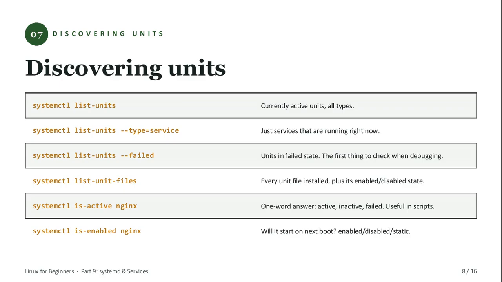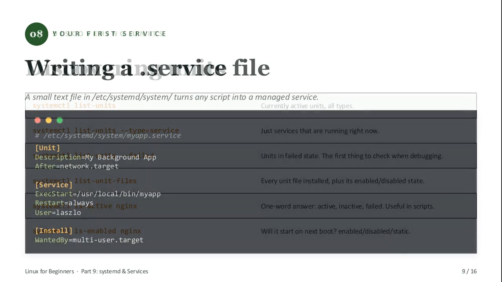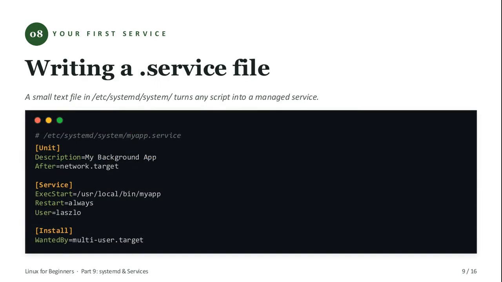Once you've got the hang of starting and enabling, the next question is naturally, what's actually out there? These 6 commands are how you explore. list-units shows you what's running right now, and you can narrow it down to just services or just the ones that have failed, which, by the way, is always your first move when something breaks. list-unit-files goes broader, showing every unit installed on the system. And then is-active and is-enabled give you quick one-word answers about a specific service, which makes them perfect inside shell scripts.